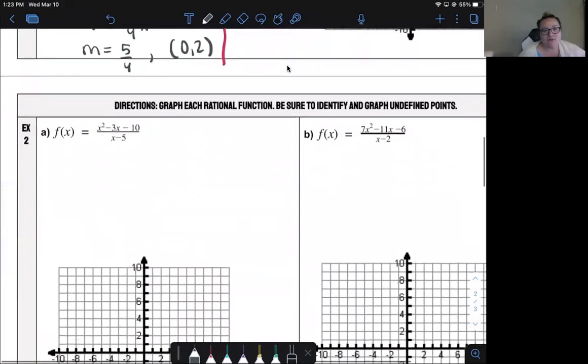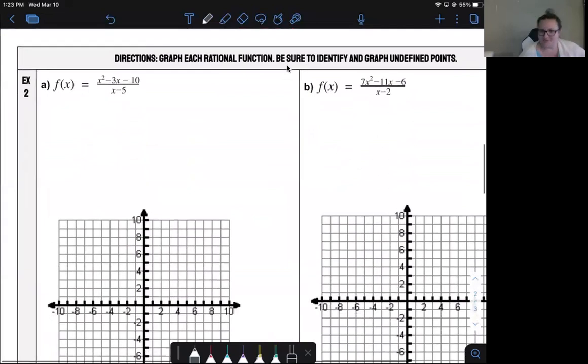All right, so let's do a little more complicated ones. Or are they more complicated? All right, so f of x is equal to x squared minus 3x minus 10 all over x minus 5. This might look a little trickier, but we're going to follow the exact same steps to graph these rational functions as well. So we're going to factor what we can. That's always our first step.